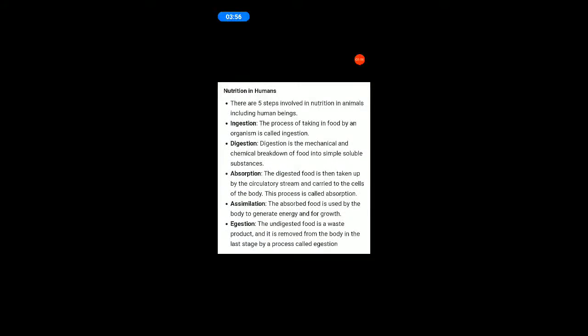The last one, egestion. The undigested food is a waste product and it is removed from the body in the last stage by a process called egestion. Okay, that's all. Next, digestion. What is meant by digestion? The breakdown of complex components of food into simpler substances is called digestion.